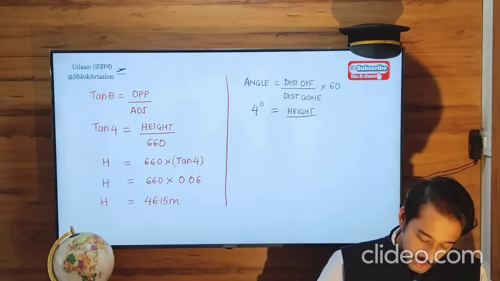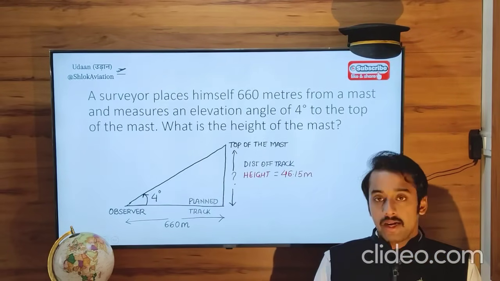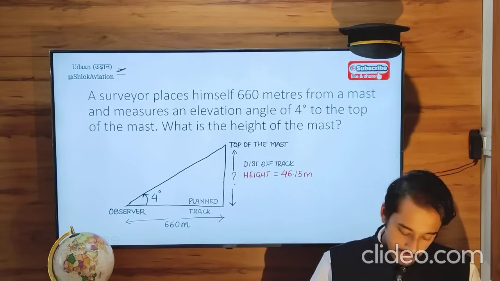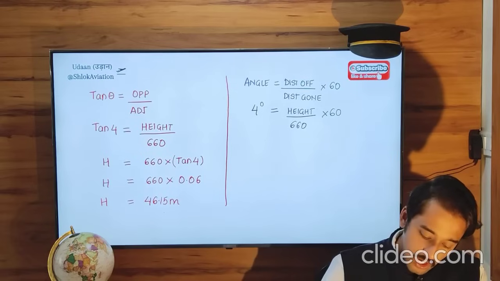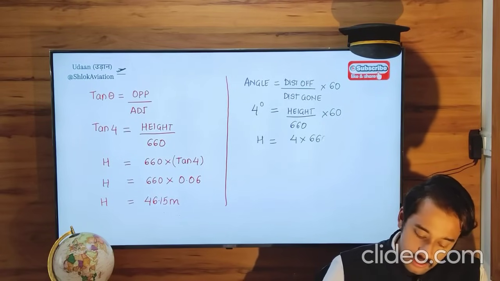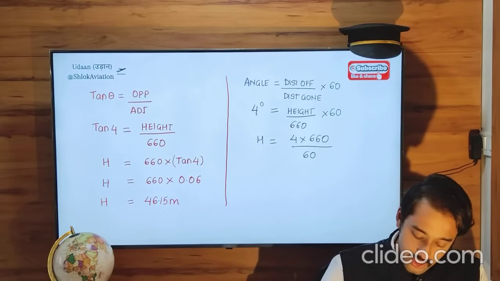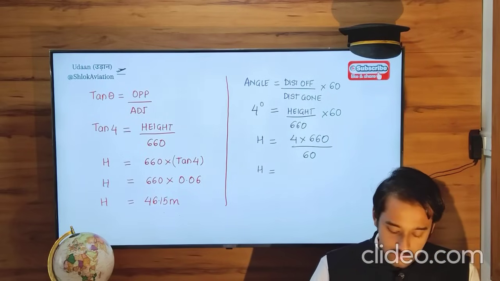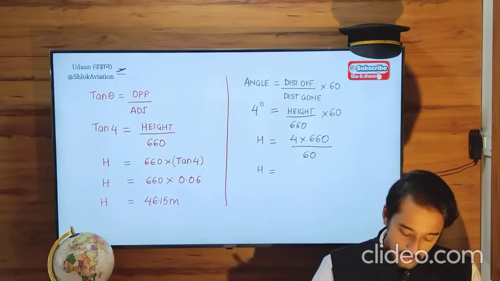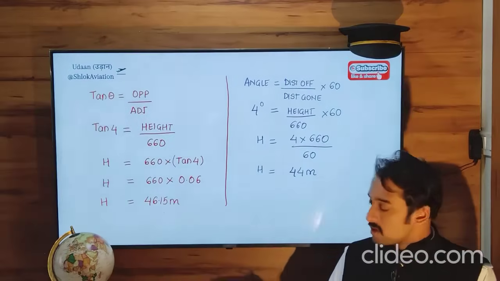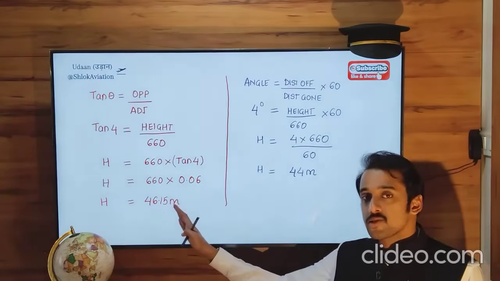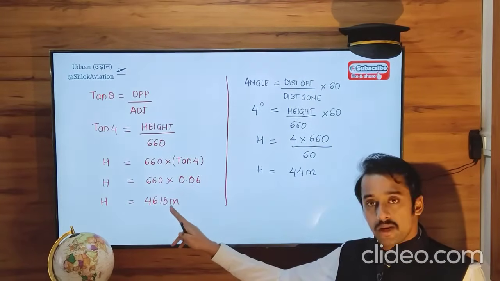Distance gone is nothing but your planned track, which is 660 meter. So height will be equal to 4 into 660 divided by 60. So height will be equal to how much? 44 meters. So if you solve this sum using tan formula, you get 46 meter.